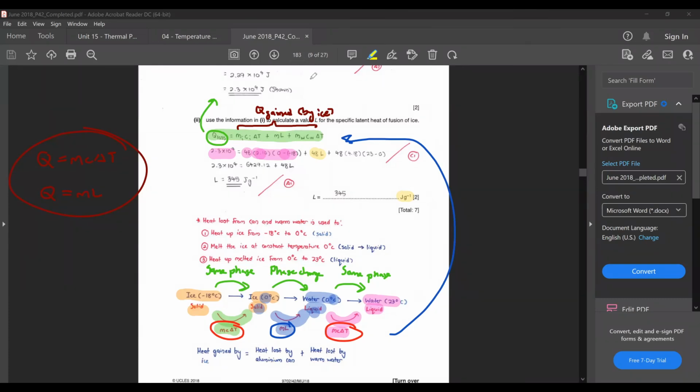And then the last term: after you change to liquid at 0 degrees, you still want a temperature increase to 23 degrees. Again, you use MC delta T. You still have the same mass of melted ice, multiplied by the specific heat capacity of water now, multiplied by the temperature difference from 0 to 23 degrees. After that, try to simplify the algebra here, solve and find L. You will eventually find that L is 345 joules per gram. Okay, all right.